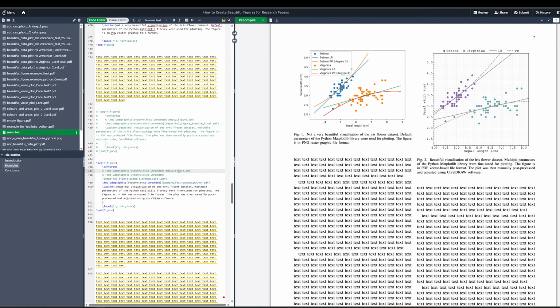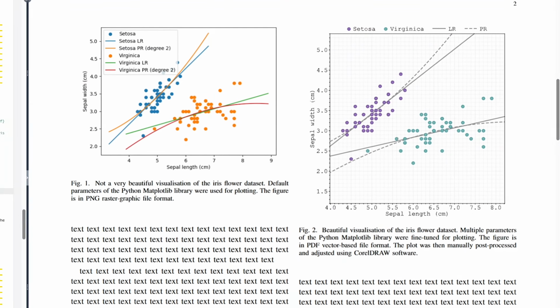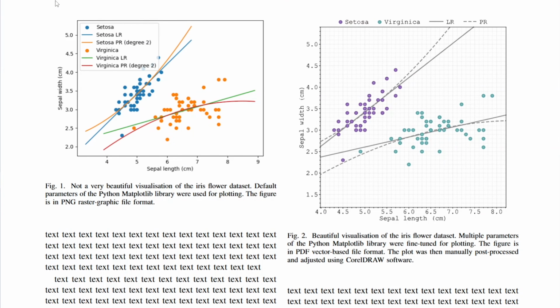All right. So this is the final outcome of this tutorial. We see two figures in one manuscript. On the left, a figure created in Python's matplotlib library with all default parameters. And we discussed that this is not the best way of preparing figures for manuscripts. Many things are wrong here.